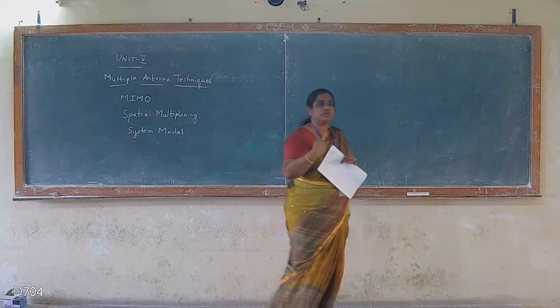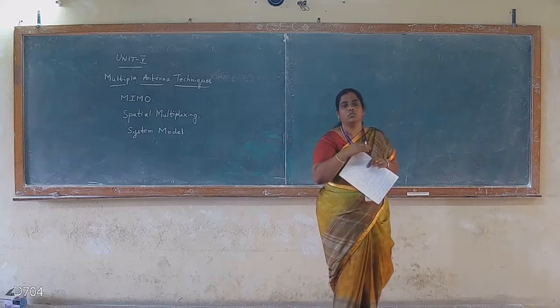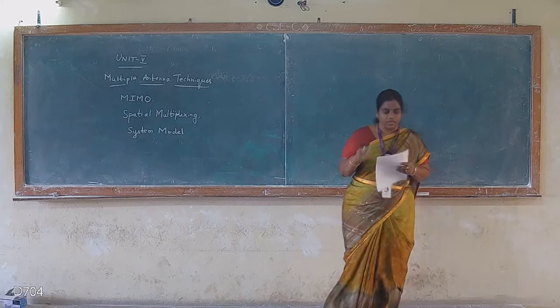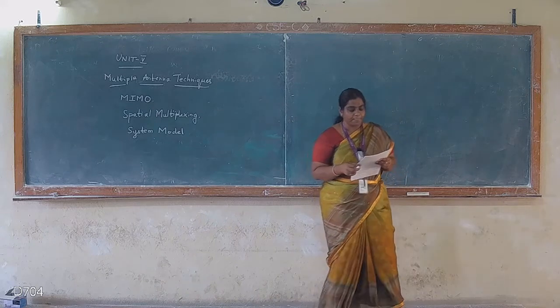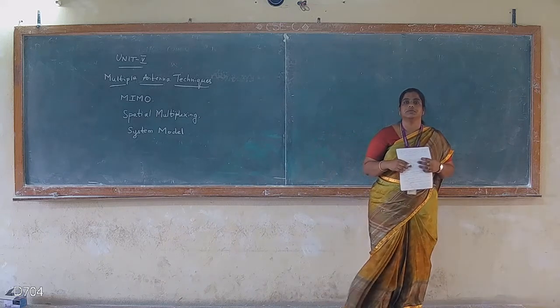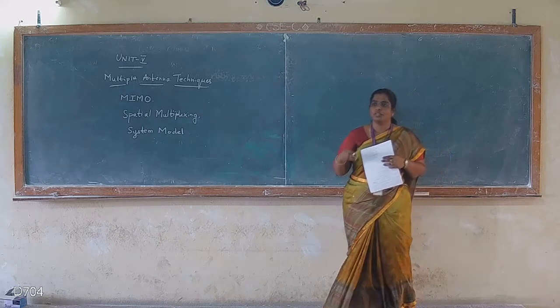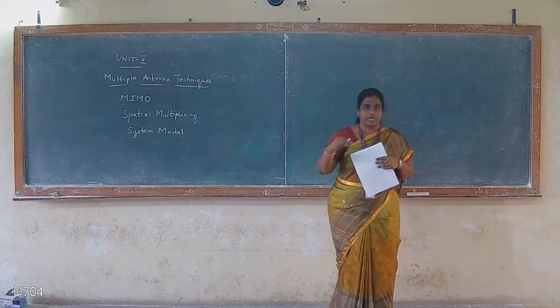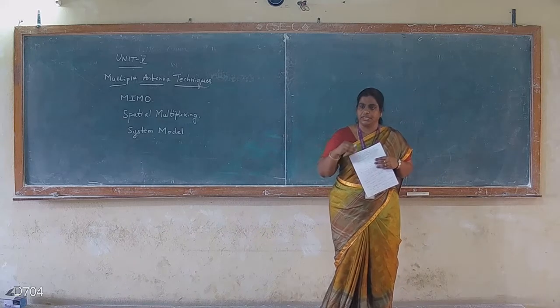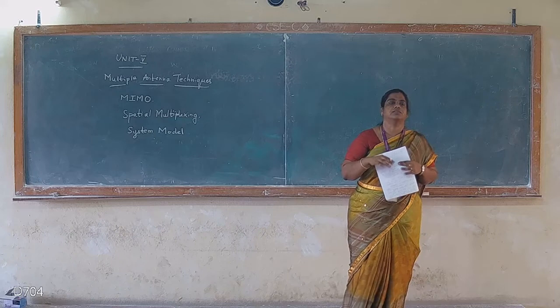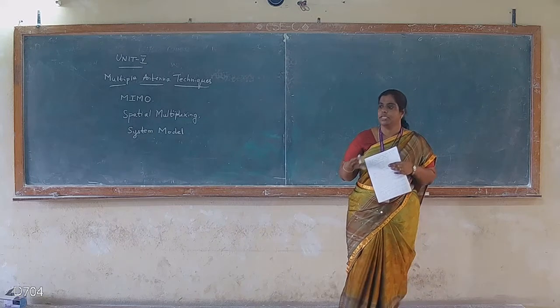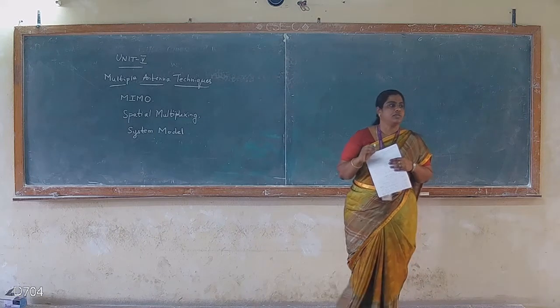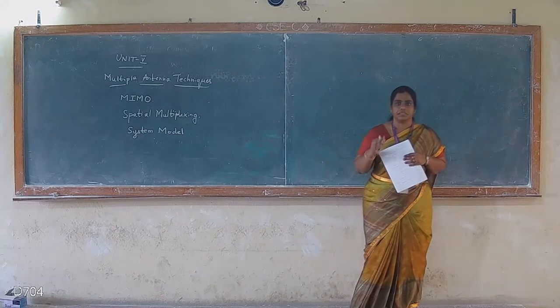If you place more than one antenna and transmit the information at the transmitter side, then the diversity concept applies there. It's called transmitter diversity. Right? We already came across the diversity concept in the fourth unit itself. There we studied all the different types of diversity and how we are going to maximize the diversity.